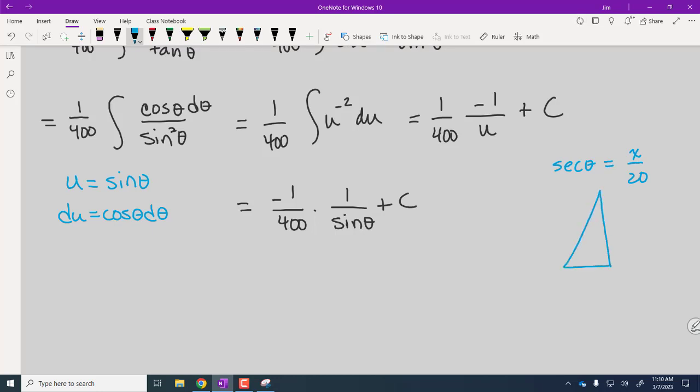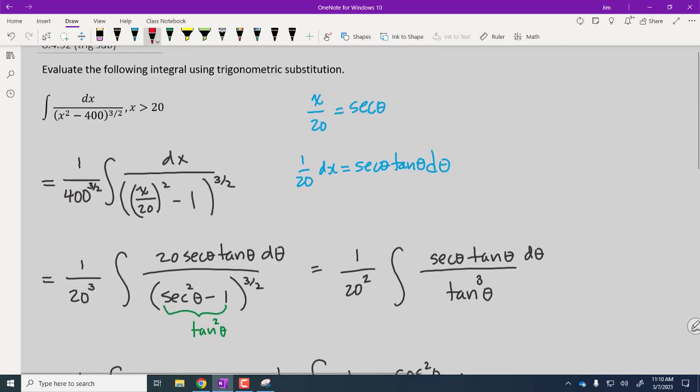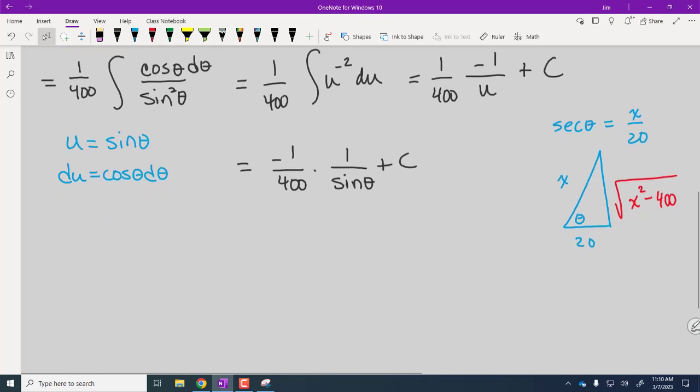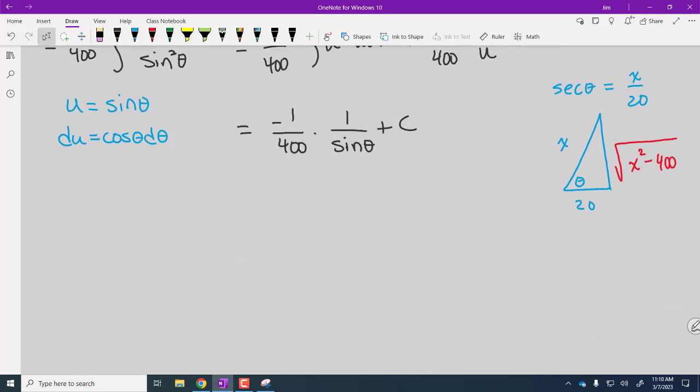Draw our cool triangle. Secant, x over 20. Where should the x go? Hypotenuse. Secant is hypotenuse over adjacent. That is our setup. And then our missing side: square root of x squared minus 400. Go back up and just check. There's an x squared minus 400, so we're probably right on track.